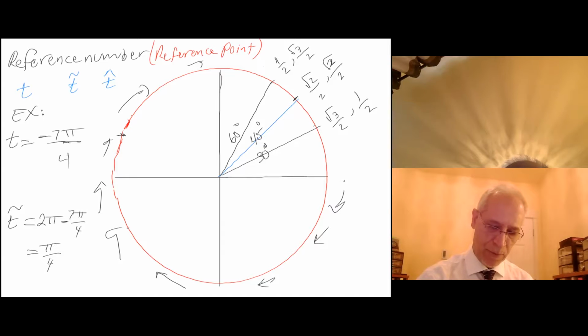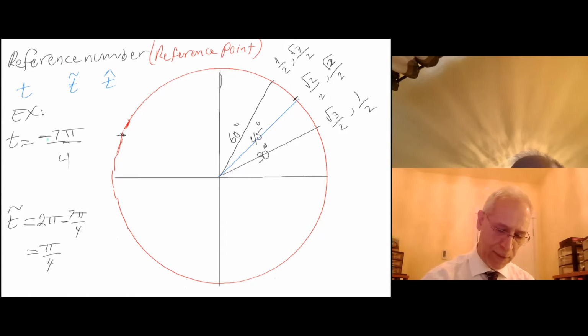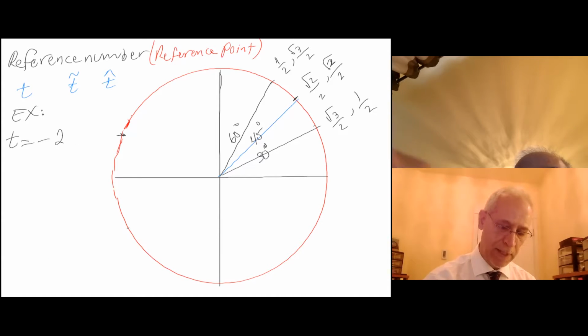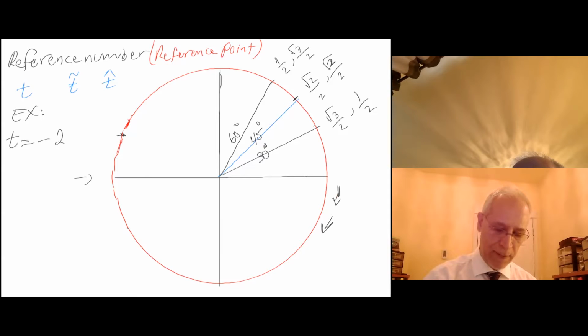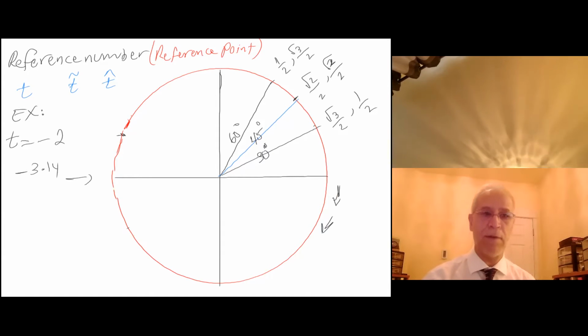A number as opposed to an angle with pi; what I mean is something without the pi. So suppose we have t equals negative 2. What does that mean? T equals negative 2, I know that's negative 2 radians. So again, I'm going clockwise because it's negative. I know in here I have roughly negative 3.14, right? Because negative pi. So negative 2 must be somewhere in here. And I have to find this distance right here.